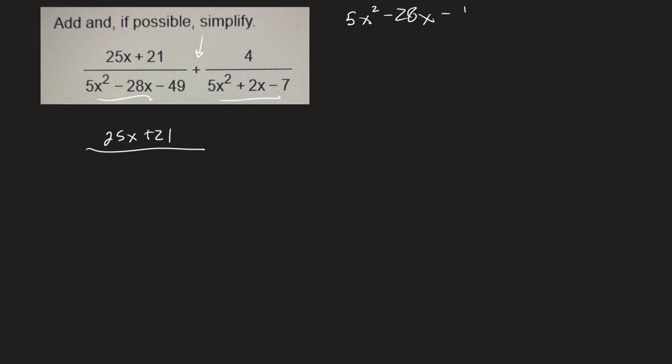28x minus 49. So to factor this with the AC method, you multiply those two things. That'd be 245, I think. So you need a negative 245. So you need numbers that multiply to that and add to negative 28. Oh, great. Okay, let me bring out decimals.